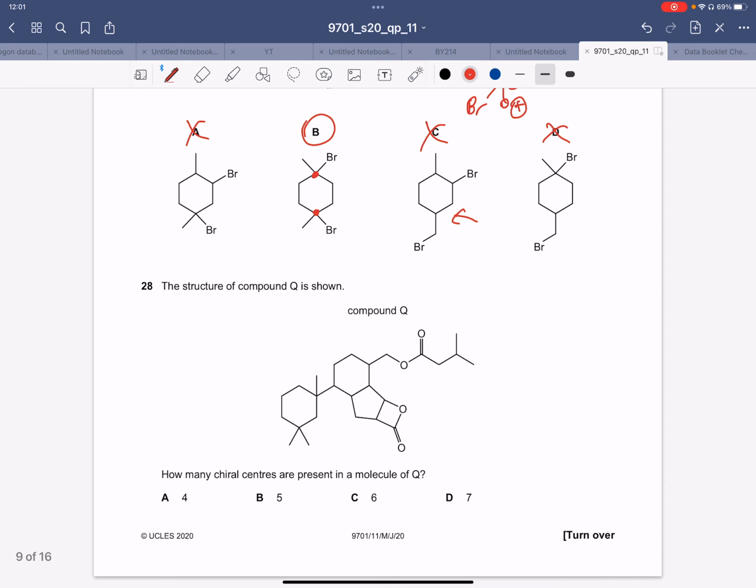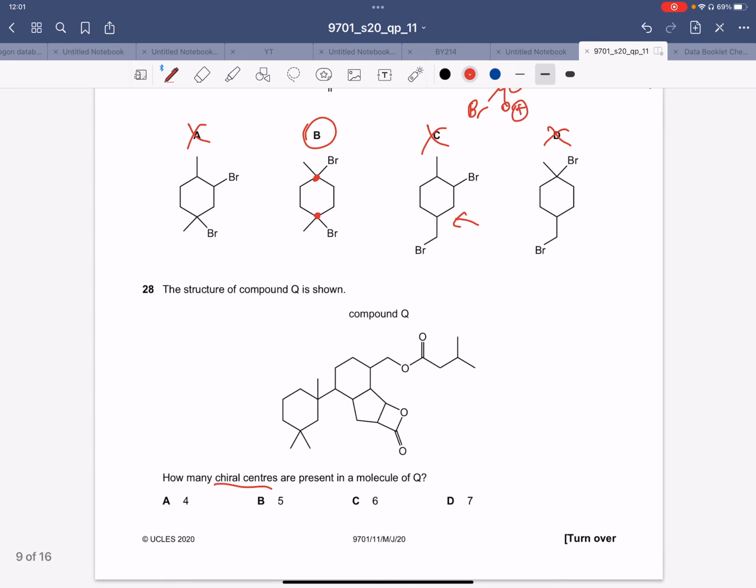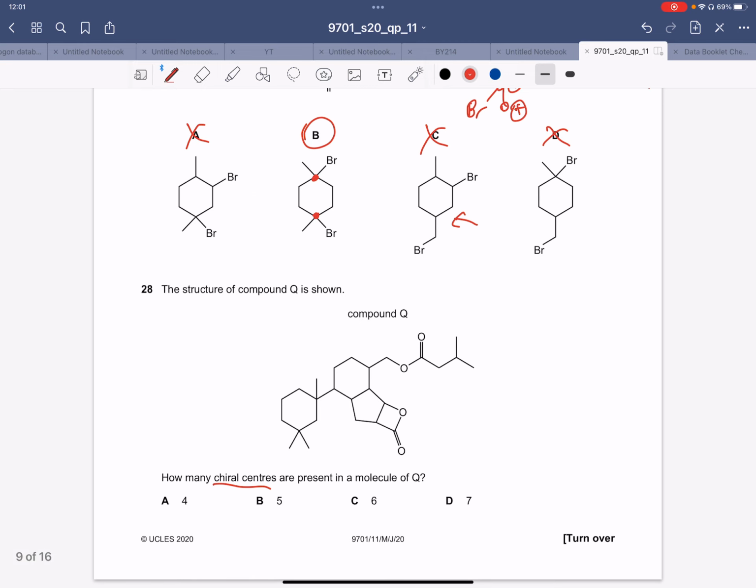All right, moving on. Structure of compound Q, how many chiral centers? Okay, well, this one's really not that hard. All you have to do is really count up the chiral centers. So the tip when doing this, some of you guys might have trouble with that. All you have to do is take a look at where there is a position where there are 4 different groups. So whenever there's a hexagon, right, you might think, oh, that might not be a chiral center.